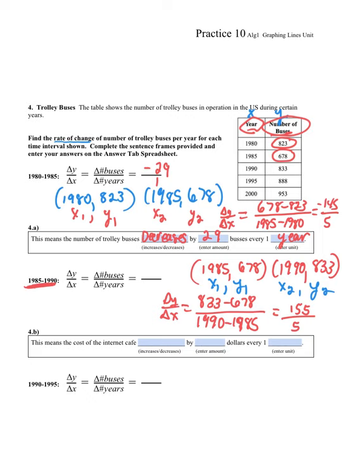I actually want to double check that. I'm double checking my math. Oh yeah, that works. 155 over 5, and when you divide that, it is 31. So in this particular interval from 1985 to 1990, it should say that the number of trolley buses increases 31 buses every year.